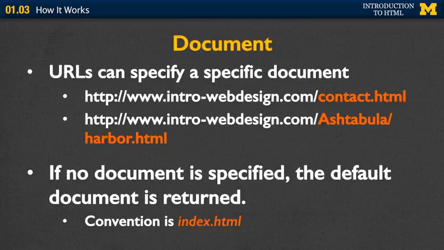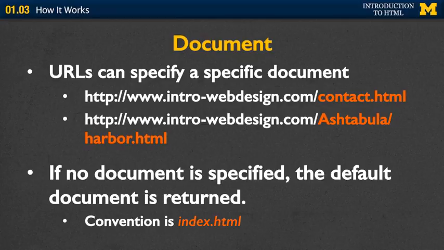In addition to the protocol and the domain, the URLs can also specify a specific document that you're looking to get. So in my first example, I have my protocol and my domain, and I specified that the document I want is contact.html. In my second example, I went ahead and added a folder name to that as well. So you're not always looking just at a document. That document might be a few folders down along the lines.